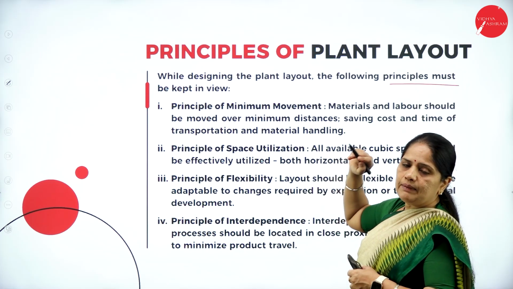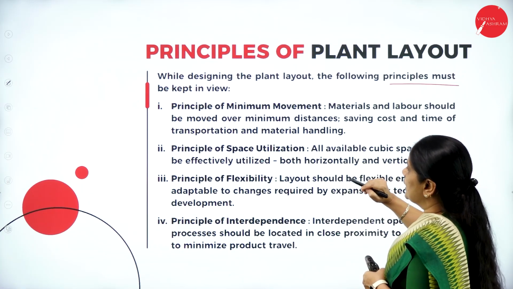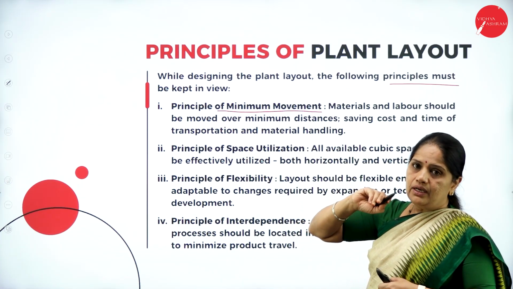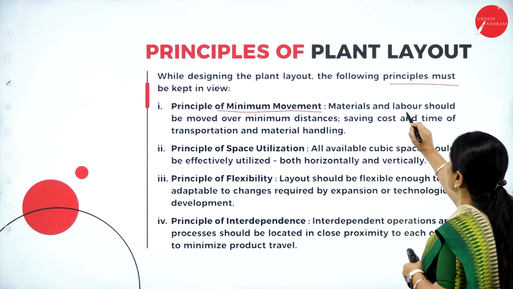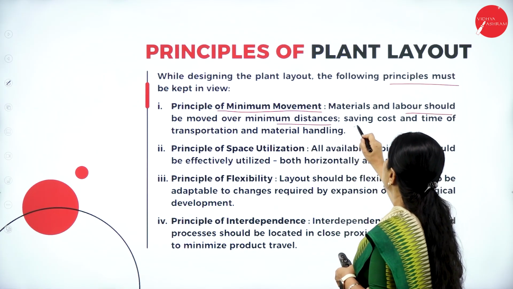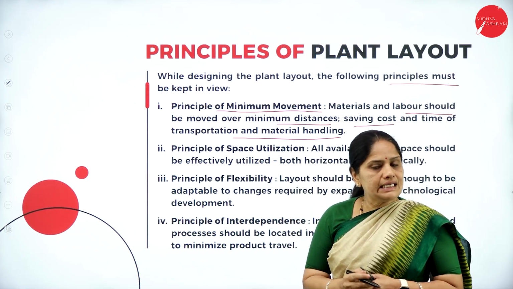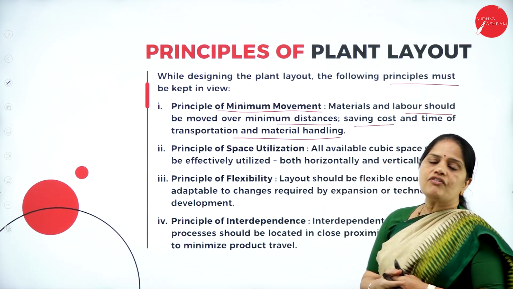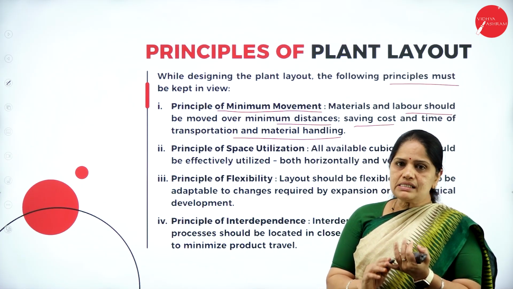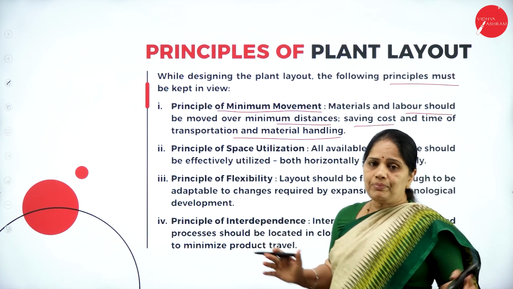Then next, while designing the plant layout, the following principles must be kept in view. So we have to keep in view the following principles. So what are the principles to be followed here? First one is the principle of minimum movement. So what does this tell us? So materials and labor should be moved over minimum distances, saving cost and time of transportation and material handling. So principle of minimum movement means we have to see that the materials and labor don't move too much in the plant layout.